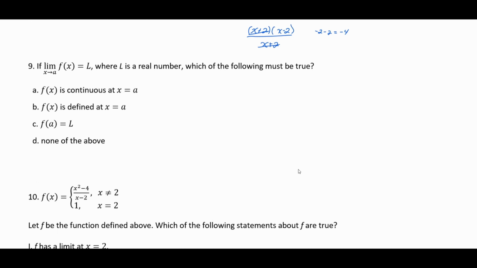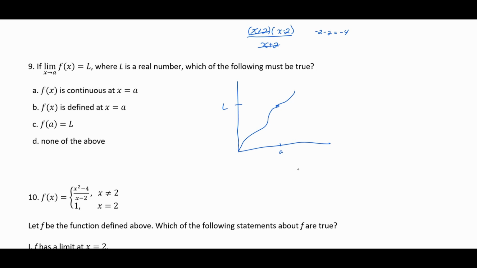Moving on to question 9. If the limit of f of x as x approaches a equals L, where L is a real number, which of the following must be true? All right, so kind of want to sketch this out. I don't know what it looks like, but I'm just going to kind of sketch something out. So I'll put L right here, I'll put A in a second, and we don't know what it looks like. That's pretty close. And then we'll put A right there. So which of the following must be true?